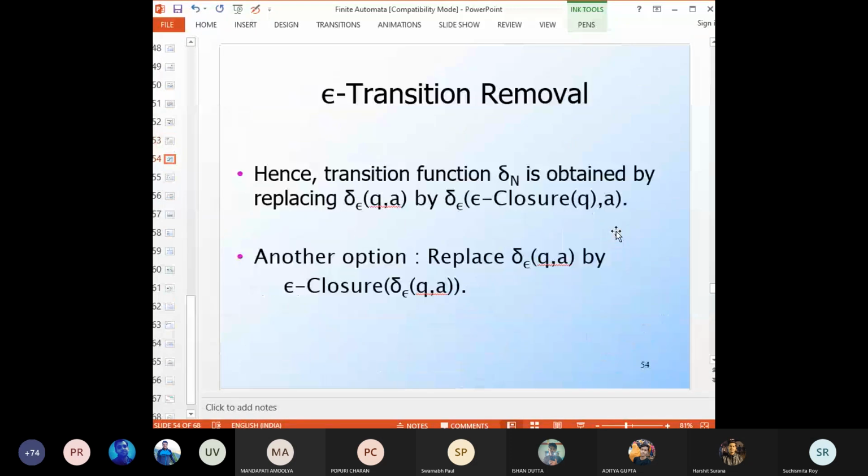Okay, so the mathematical expression would be: the transition function delta n is obtained by replacing delta QA by delta epsilon closure QA. Okay, so this is what we have seen as per the previous diagram, the previous example. But there is another option, another possibility. In fact, the second possibility is the one which you will find in your textbooks.